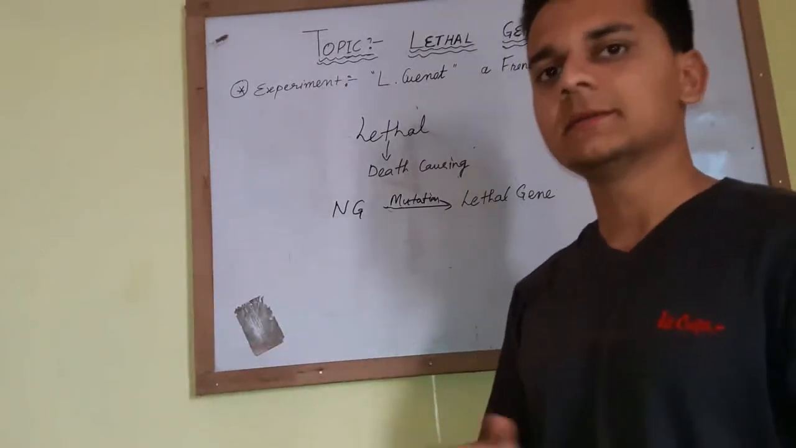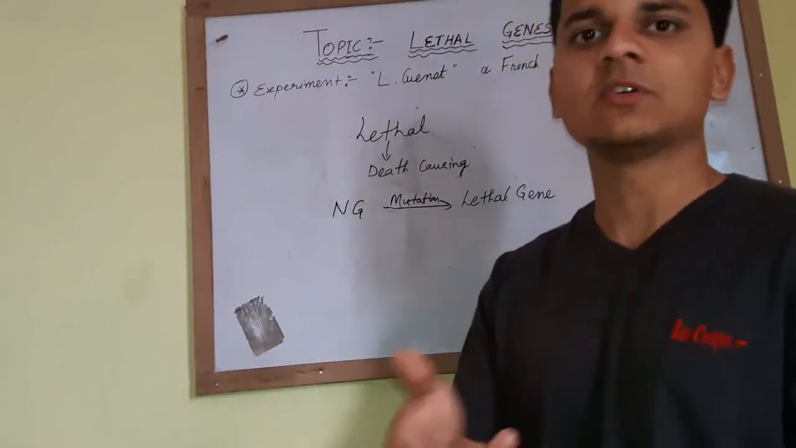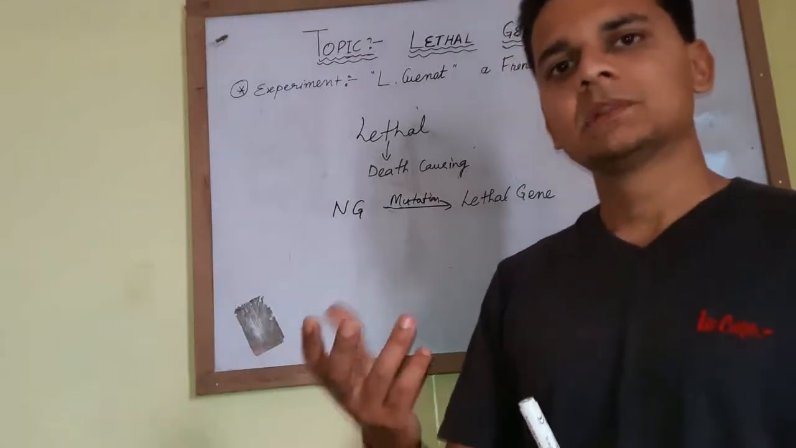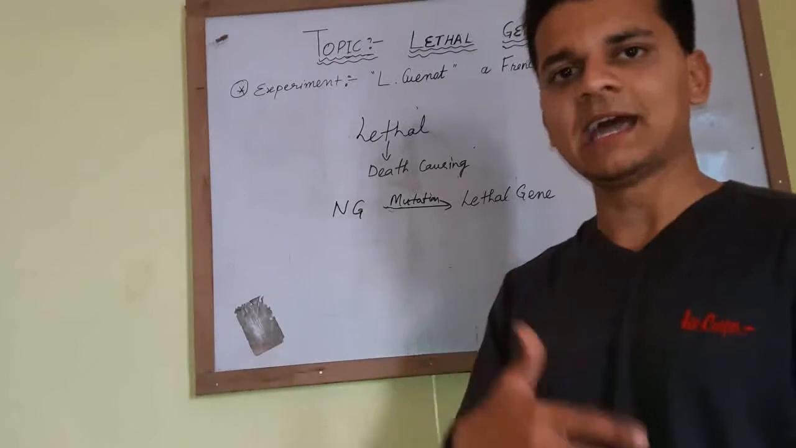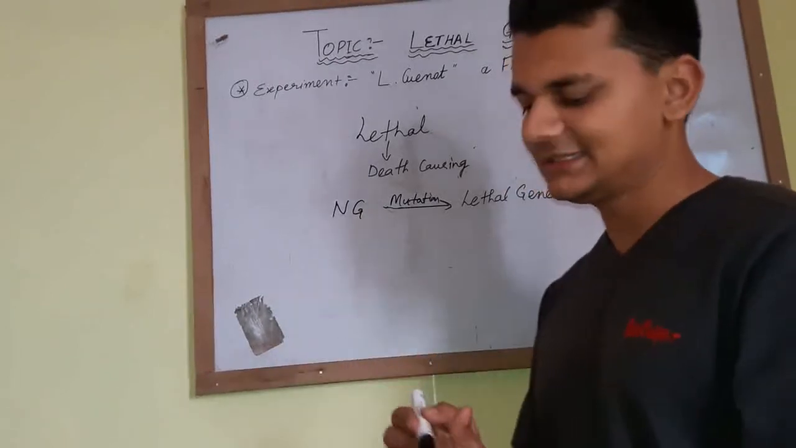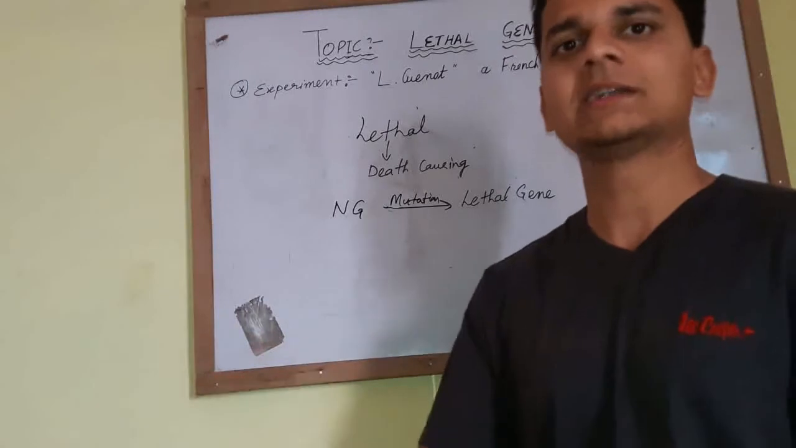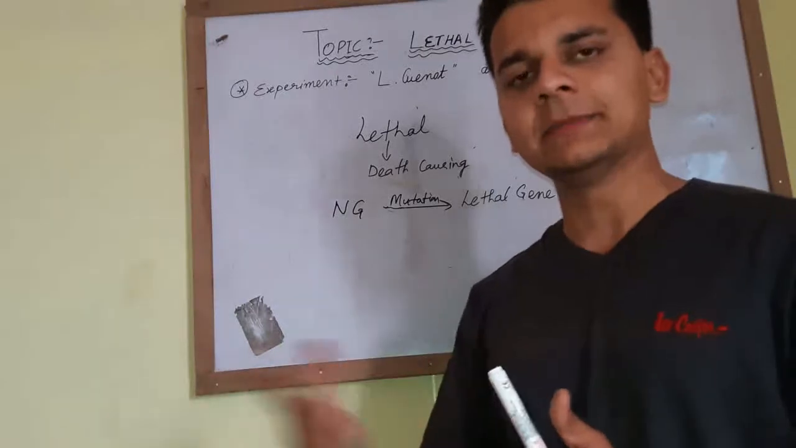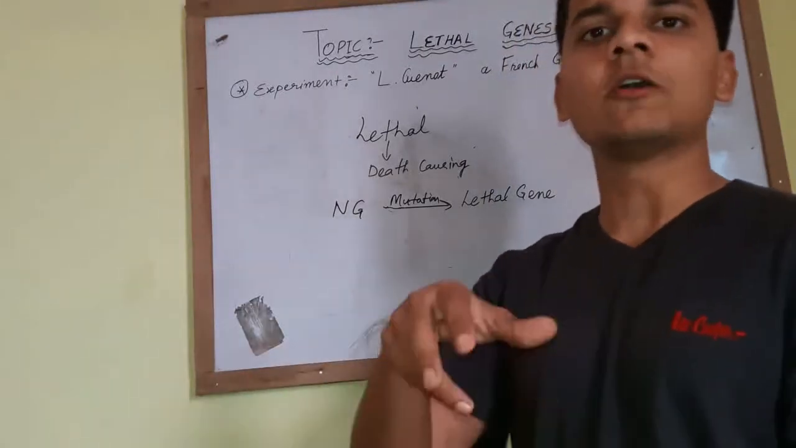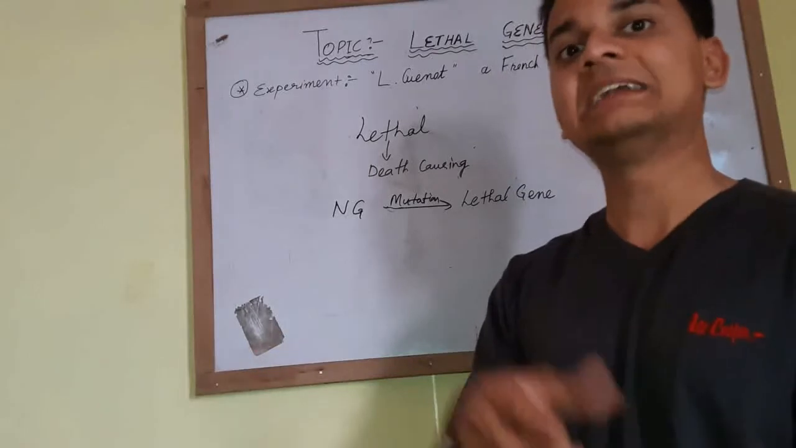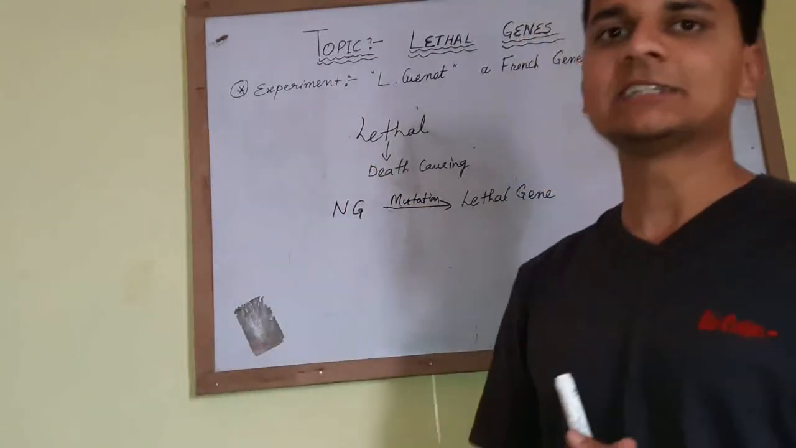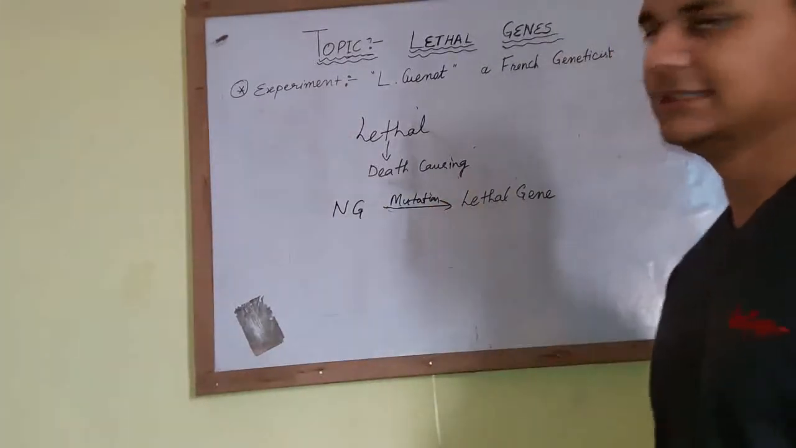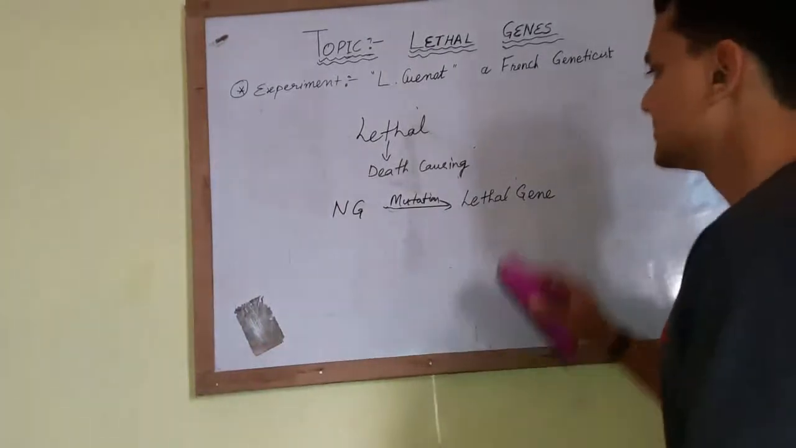As I am explaining this topic in my series on genetics, this is related to genetics and inheritance. If the parent generation has these genes, he or she will not die. But the offspring that come later on may die due to these types of genes. That's why they are called lethal genes. So let's talk about what the lethal genes are.